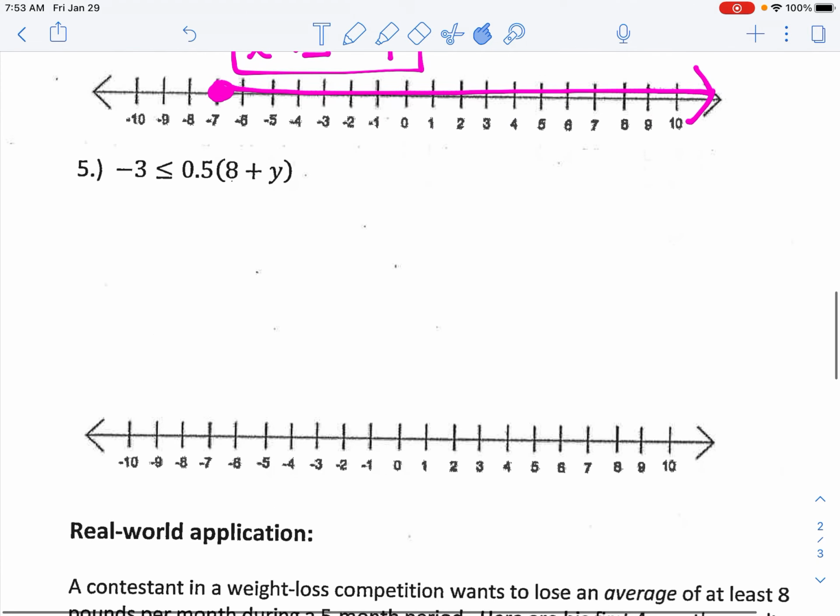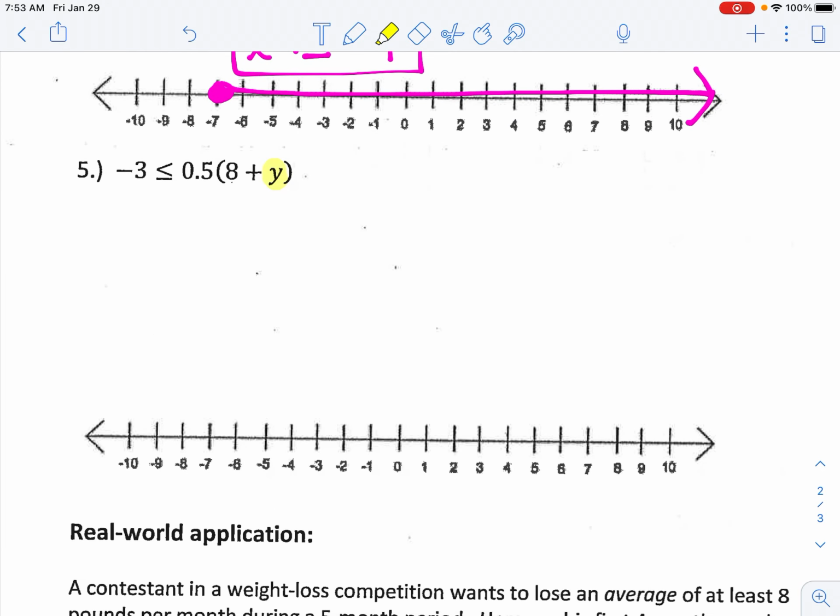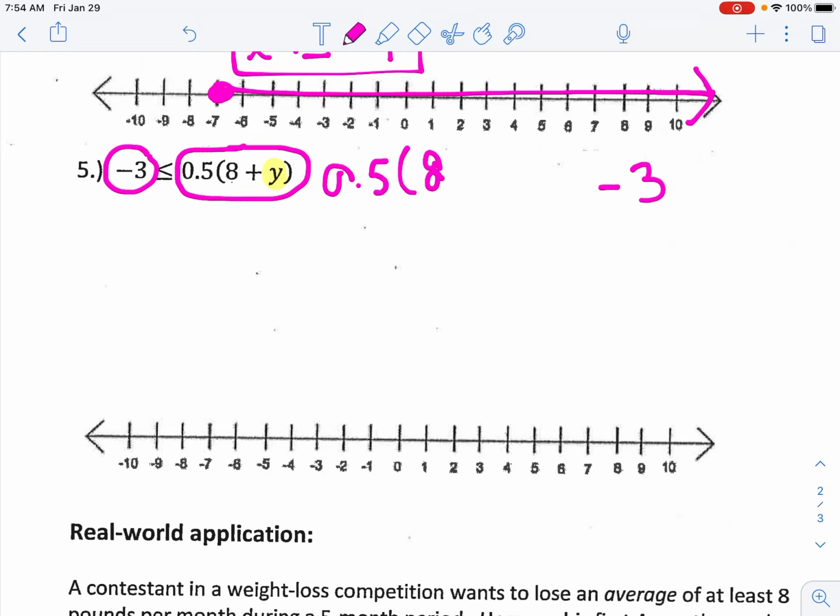Number 5. Check to see where your variable is. Our variable is on the right. We want to flip it to the left. So I'm going to take my negative 3 and flip it to the right. I'm going to take that and flip it to the left. So 0 and 5/10 times 8 plus y.